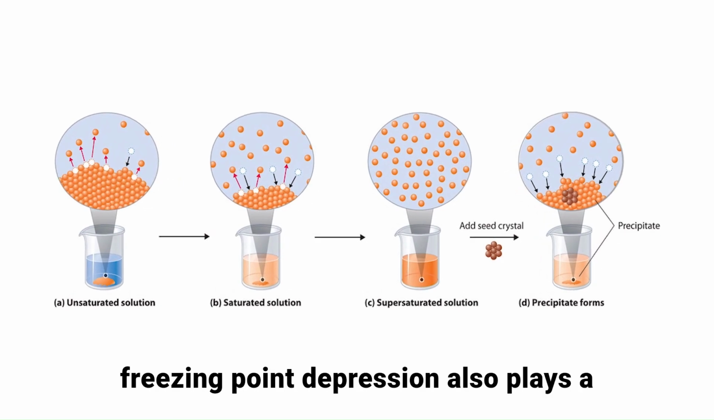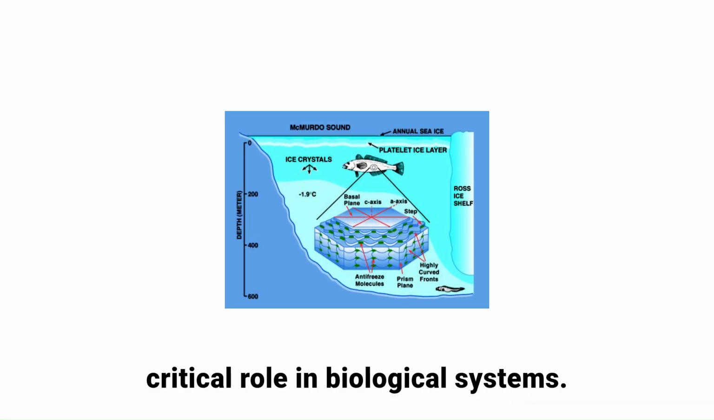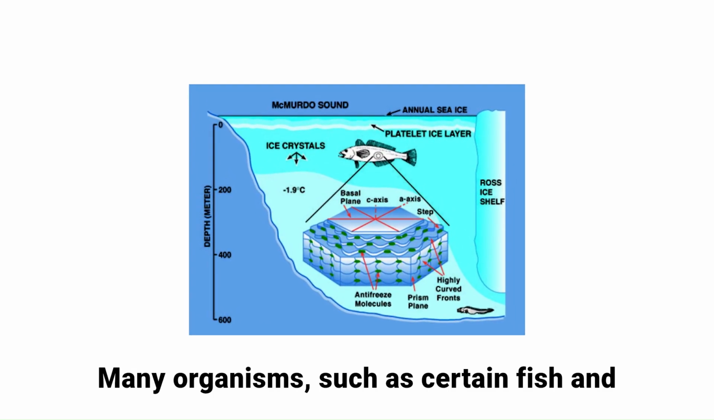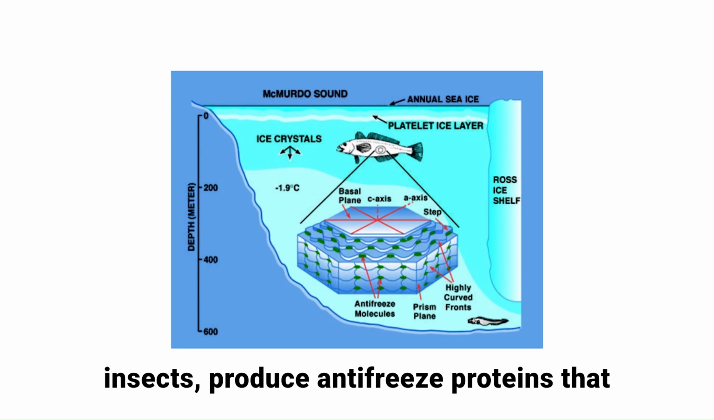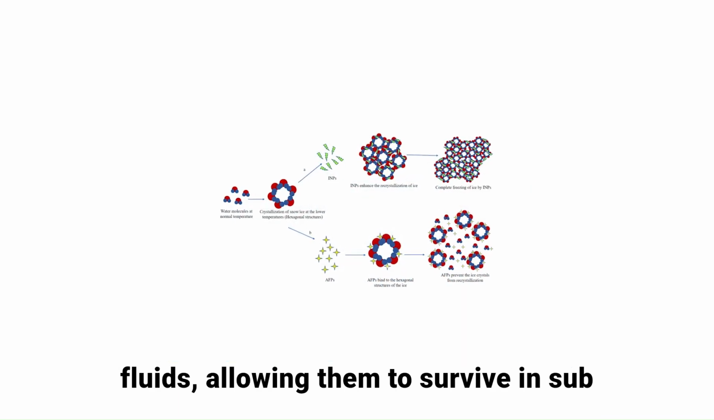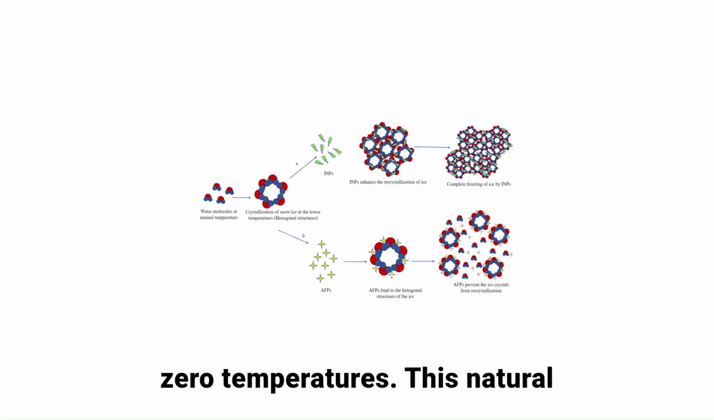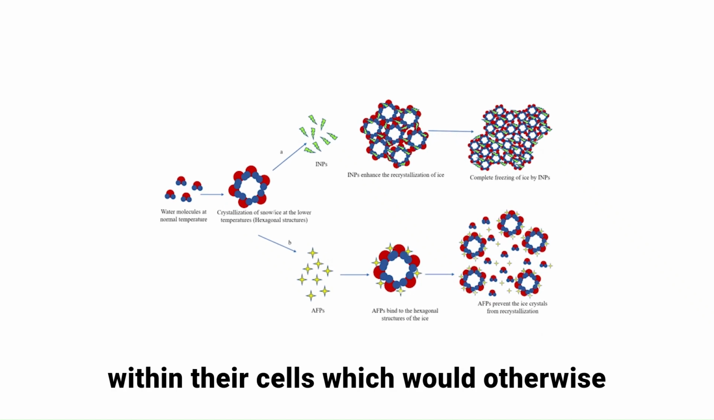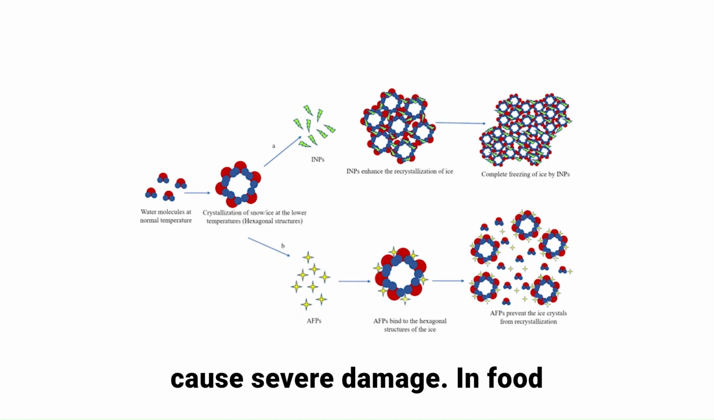The concept of freezing point depression also plays a critical role in biological systems. Many organisms, such as certain fish and insects, produce antifreeze proteins that lower the freezing point of their bodily fluids, allowing them to survive in sub-zero temperatures. This natural adaptation prevents ice crystal formation within their cells, which would otherwise cause severe damage.